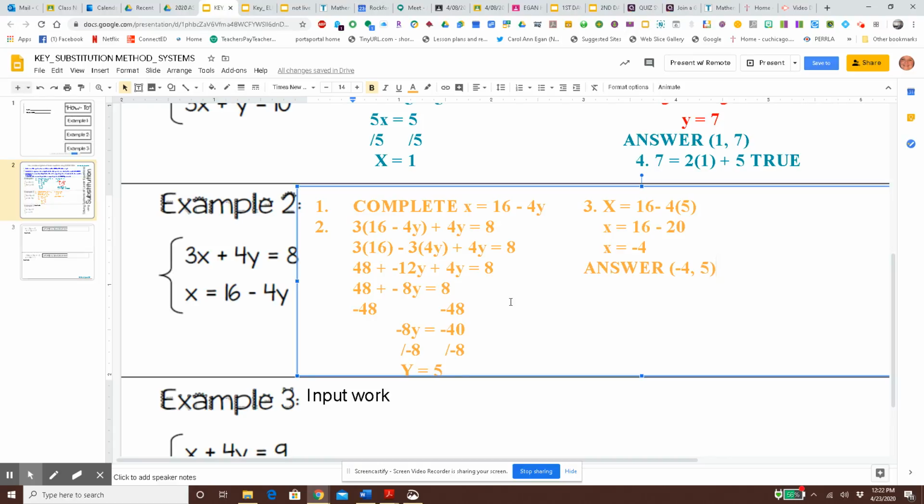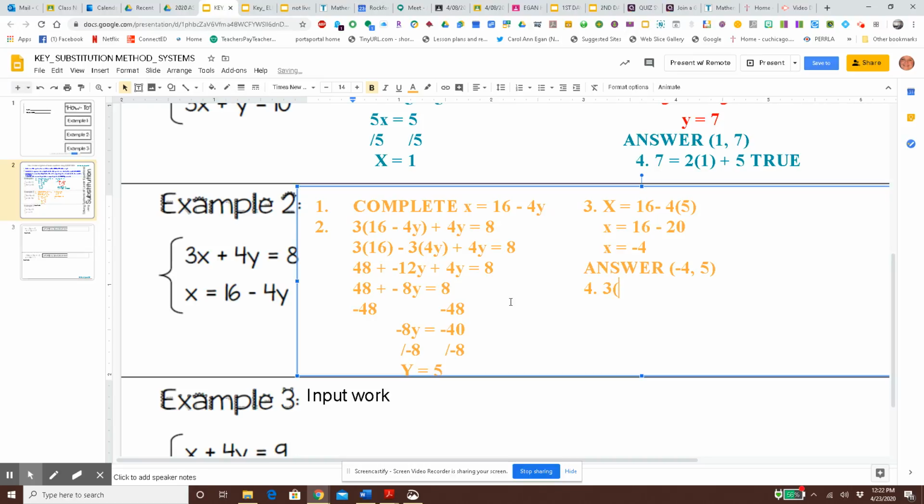Meaning that if I had graphed these two equations, my two lines on the coordinate graph would intersect at this point, negative 4, 5. And of course, I'm going to check my work. As I get really good at this, I could just check my work in my head. But here I'm going to substitute it in. I'm going to use the first one since I didn't use it in step 3, the 3x plus 4y equals 8. I'm going to substitute this answer in here because it helps me check to make sure I haven't made a mistake.